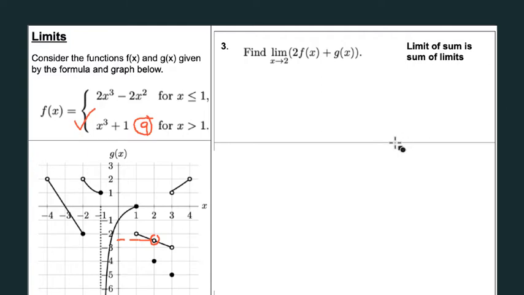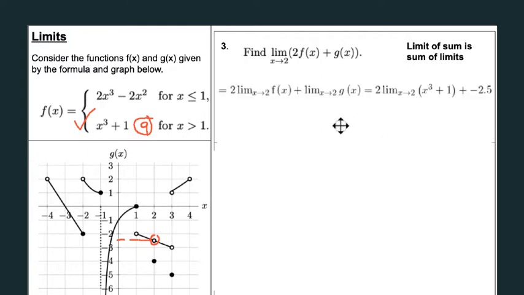Okay, let's take a look at some solutions here and see if we can make sense of it. The first thing we did is look at the limit laws. So we broke it down. I know that 2 can come outside because that's just double the limit of f of x. So I put a 2 there, and then I just have the limit of f of x. Then I break it down, so the limit of the sum is the sum of the limits. So I do that separately, and then I have the limit as x approaches 2 for g of x.